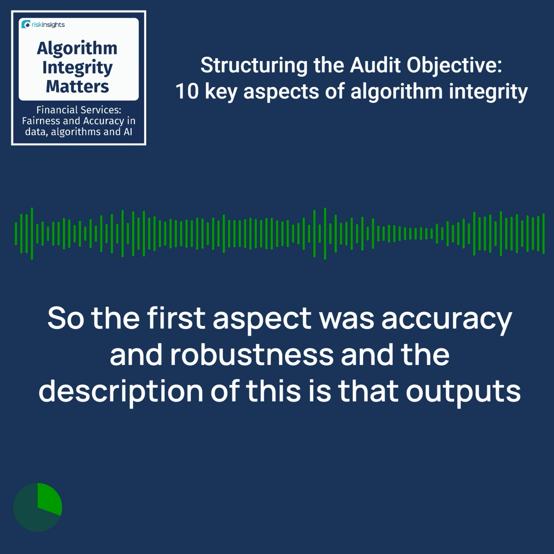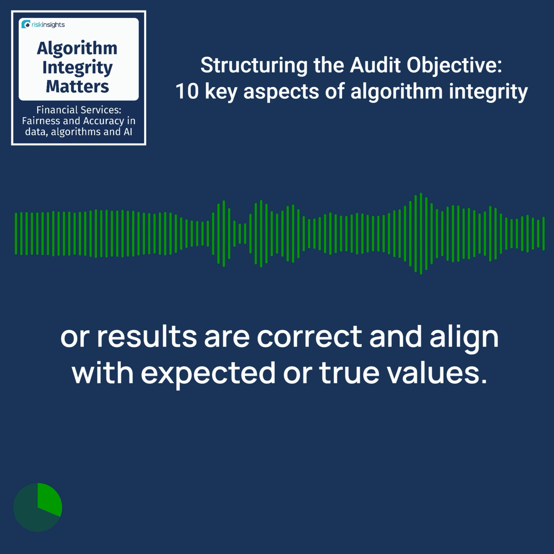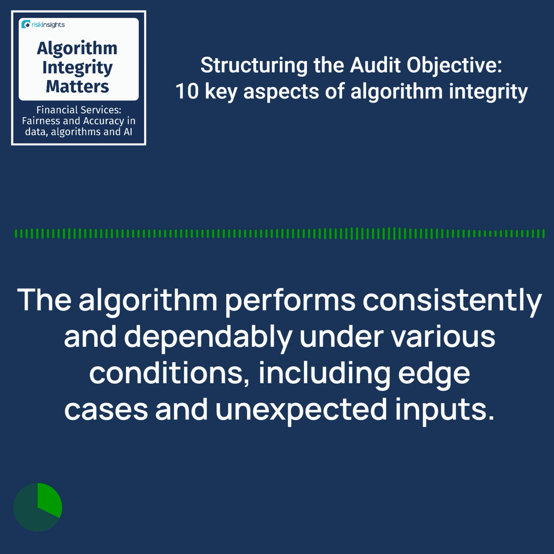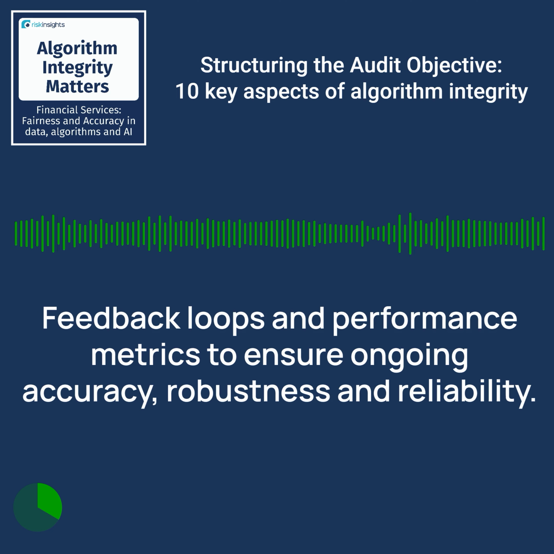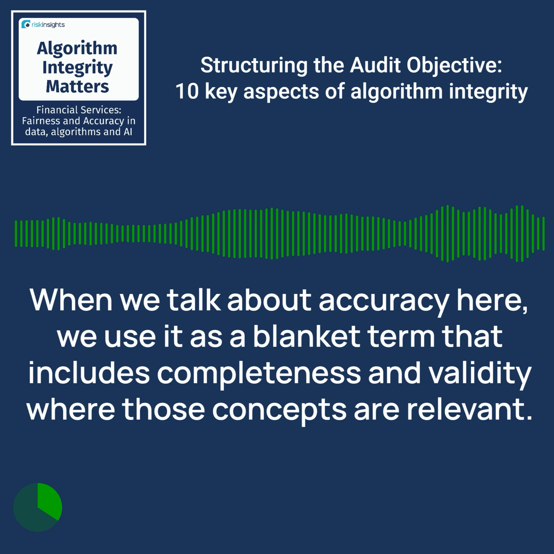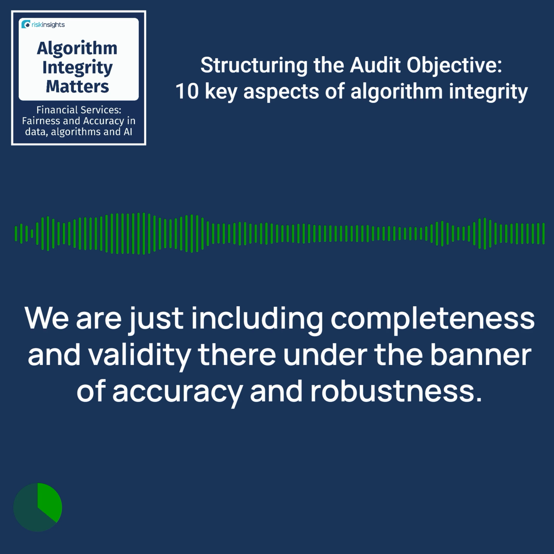So the first aspect was accuracy and robustness, and the description of this is that outputs or results are correct and align with expected or true values. The algorithm performs consistently and dependably under various conditions, including edge cases and unexpected inputs. Feedback loops and performance metrics to ensure ongoing accuracy, robustness, and reliability. When we talk about accuracy here, we use it as a blanket term that includes completeness and validity where those concepts are relevant. So it's not quite the same as accuracy would be defined in a financial audit assertion context. We are just including completeness and validity there under the banner of accuracy and robustness.